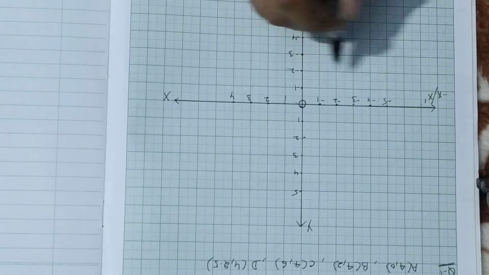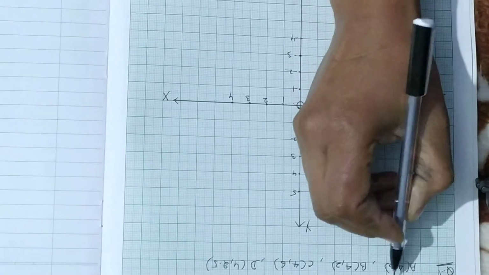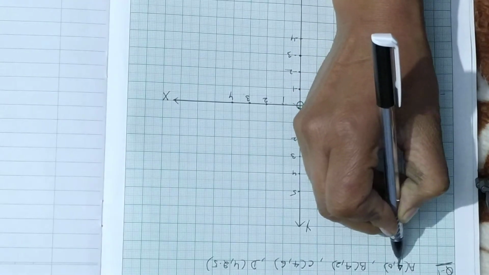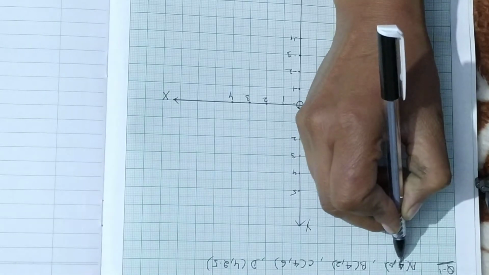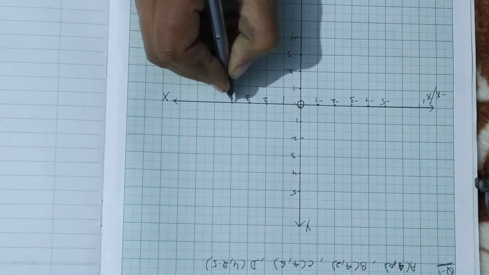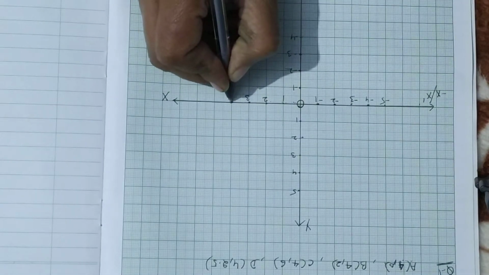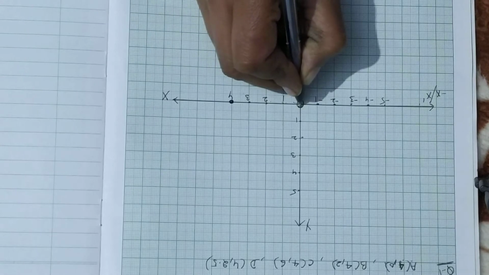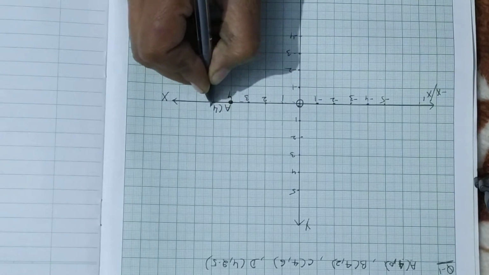Okay, now we plot the points. First point is A(4, 0). While we write coordinates of a point, first we write the x coordinate and then the y coordinate. A(4, 0) means x is 4 and y is 0. So it will touch the x-axis at 4, and y is equal to 0 is this. So this will be point A(4, 0).